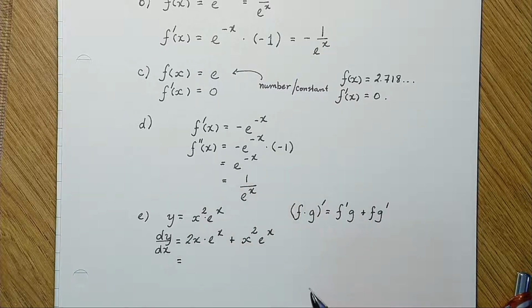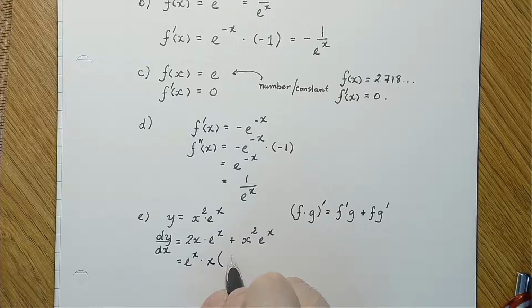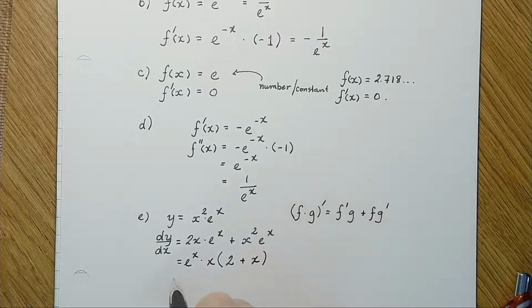A little bit of cleanup doesn't hurt. I'm left with e to the x, so I can factor that out, and I can also factor out an x. So I'm left with 2 plus x. I suppose I should have written that out a little nicer. So I got x e to the x times x plus 2.